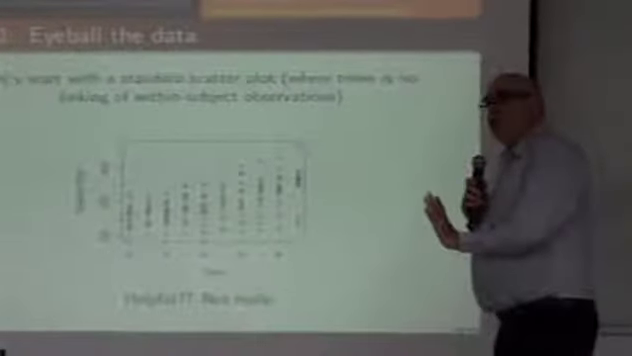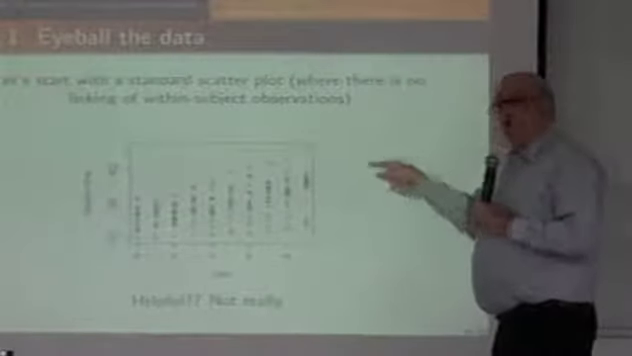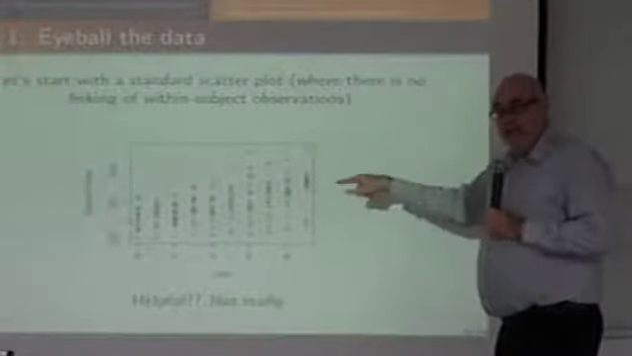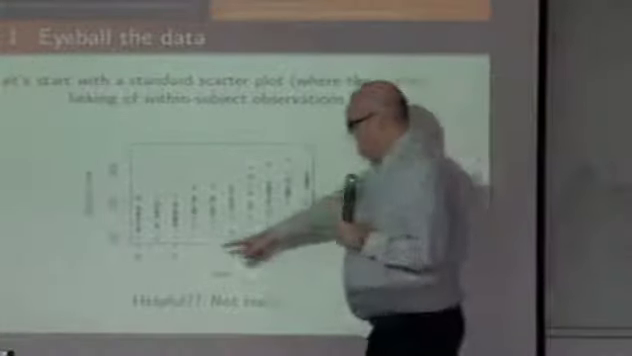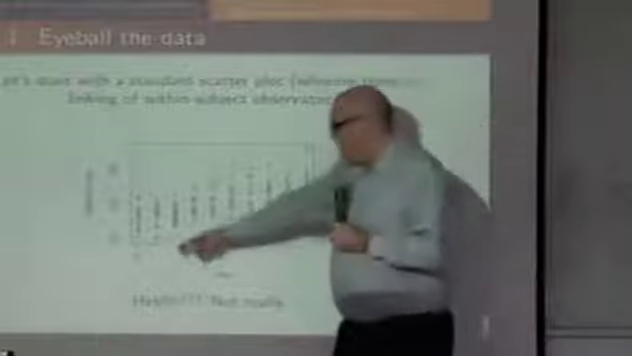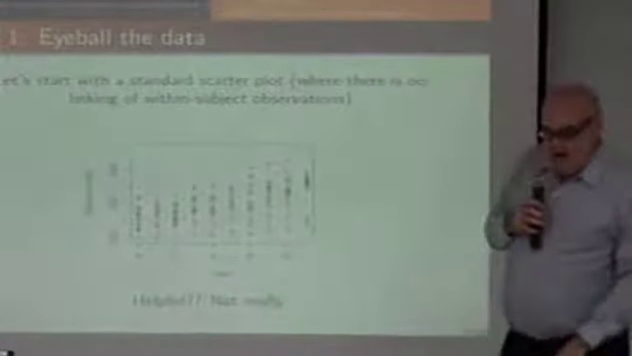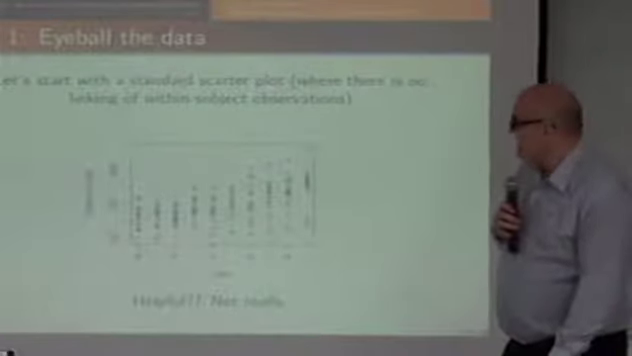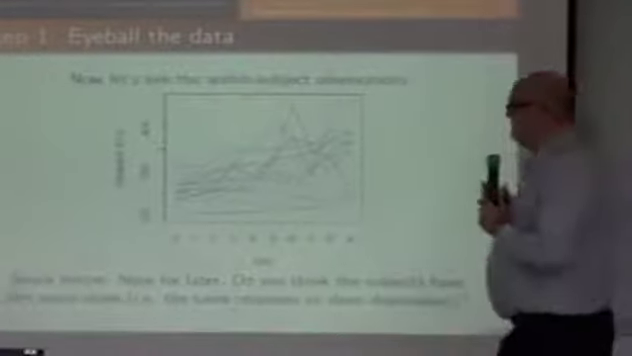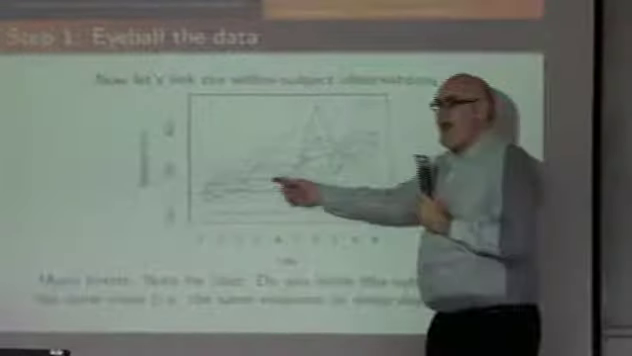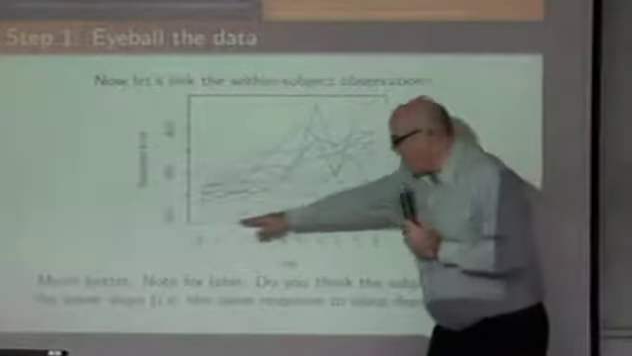First of all, particularly the more complex the data gets, the more important it is to eyeball the data. Use our eyeballs and look at it. Here we have day, and here we have reaction time. That doesn't tell us too much. Let's use a line to relate the observations by each subject. So here we have the trajectories for each subject as we go over time.